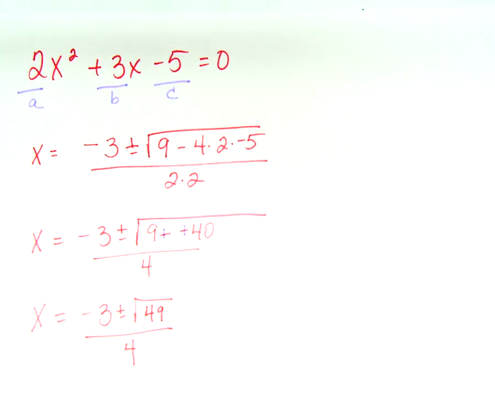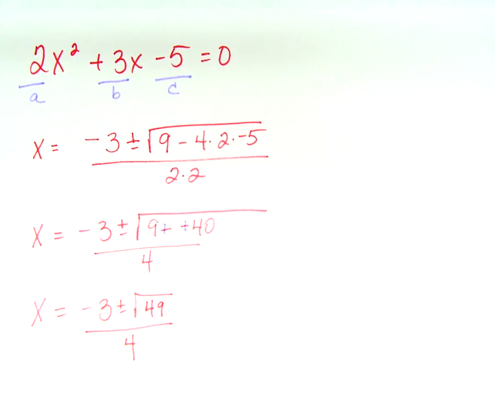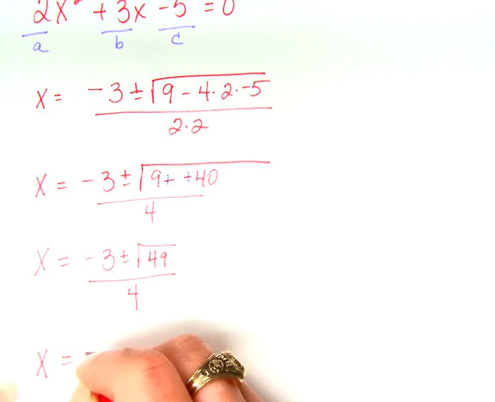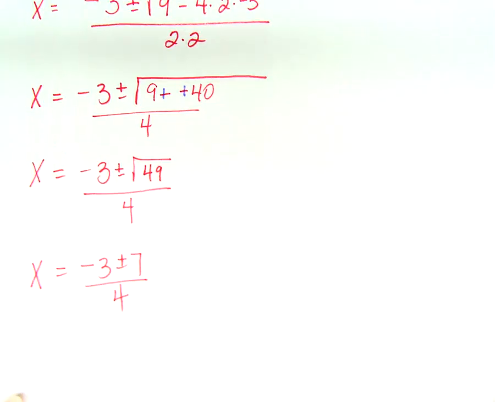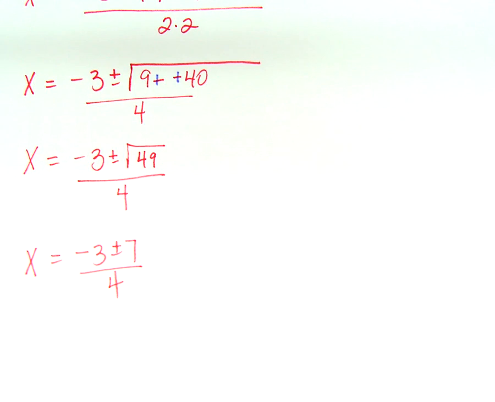No. Why not? Because you gotta keep going. How can I keep going? I can simplify. How can I simplify this? Guys, don't you know the square root of 49? 7. So x equals negative 3 plus or minus 7 over 4? Do you think I'm done now? No, not yet.